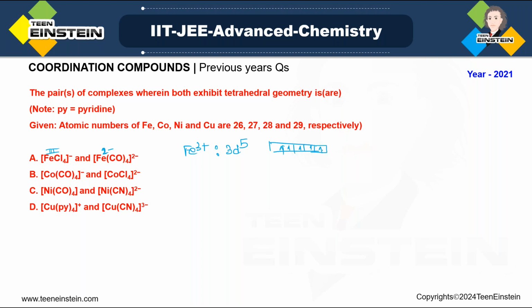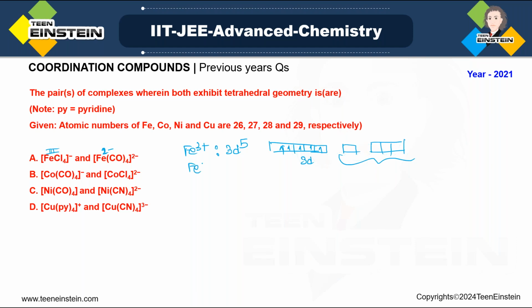Why am I writing in this way? Not in T2G or EG format, because in this way you can understand the hybridization. So this is 3D, which is full. Next you have 4s and you have 4p. So here sp3 hybridization is possible. So this is tetrahedral. Okay. The next one is also tetrahedral.